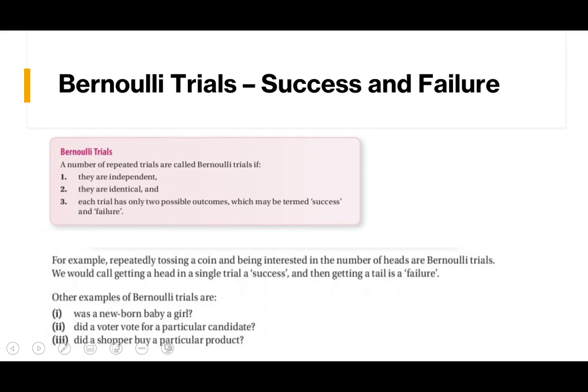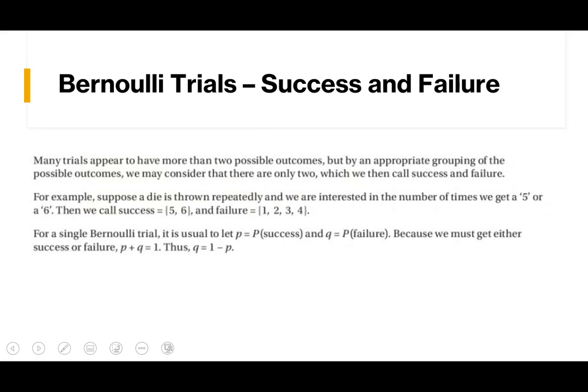So again, many trials appear to have more than two possible outcomes, but by an appropriate grouping of the possible outcomes, we may consider that there are only two. There are examples here if you want to read through them. For example, suppose a dice is thrown repeatedly and we are interested in the number of times we get a 5 or a 6, then the 5 and the 6 is the success, and the failure is every other number.